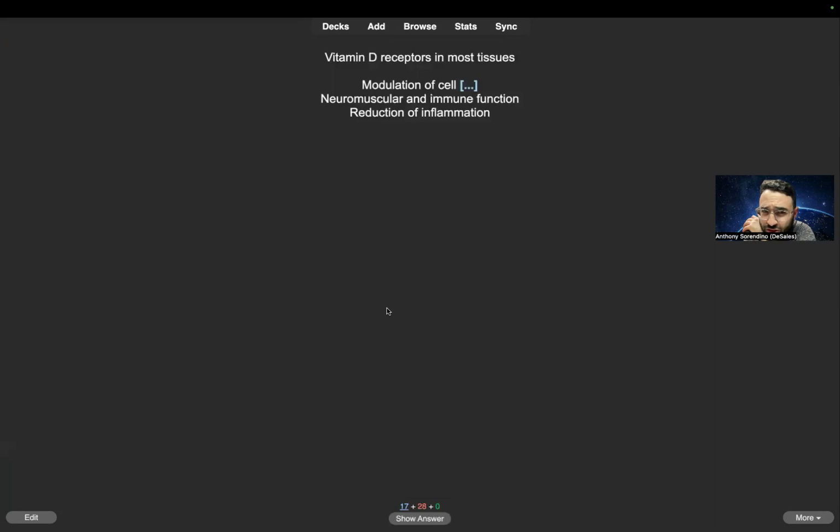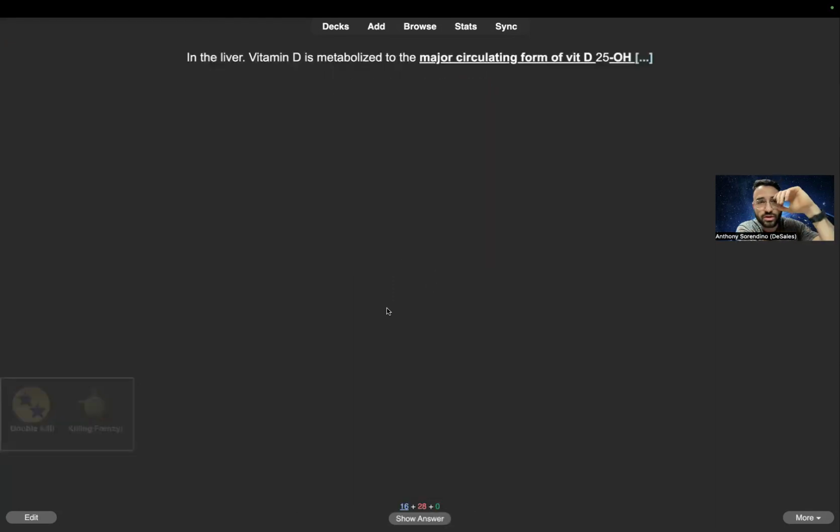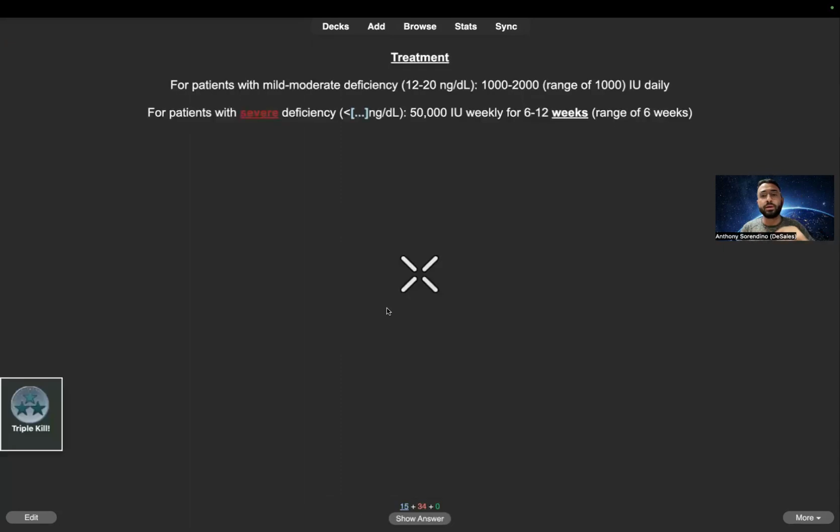Vitamin D receptors are in most tissues, with modulation of cell growth. In the liver, vitamin D is metabolized into the major circulating form, 25-OH. Oh, is there a name for this? Isn't it calcidiol? Let's go, baby. Treatment, less than 12.